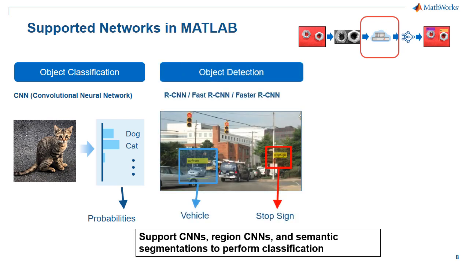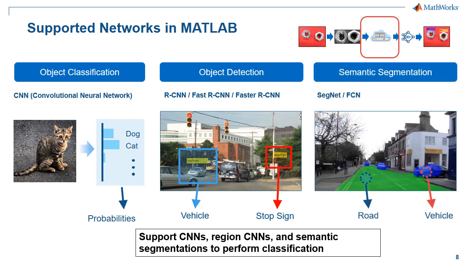The second type is object detection, somewhat similar to object classification. In addition to telling you the different types of objects that are in the image, it would also tell you the locations of those. So in this particular image, it identified a car as well as a stop sign.